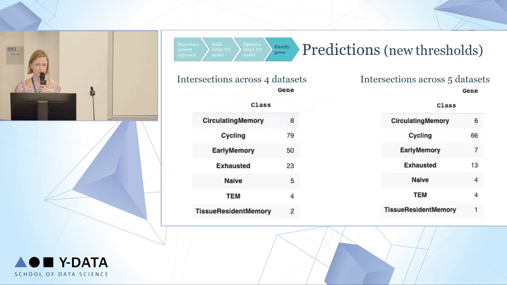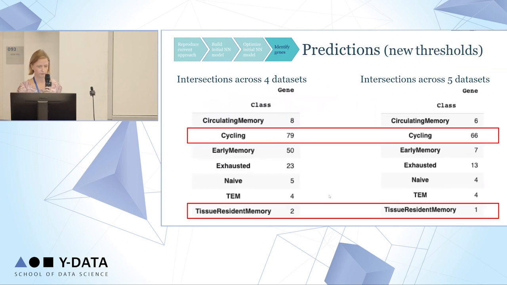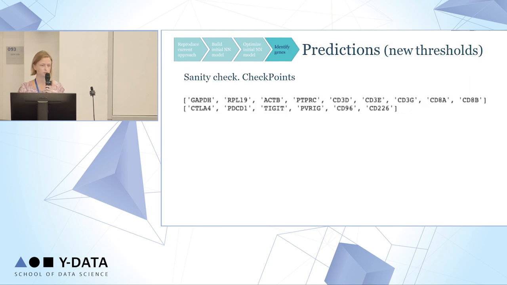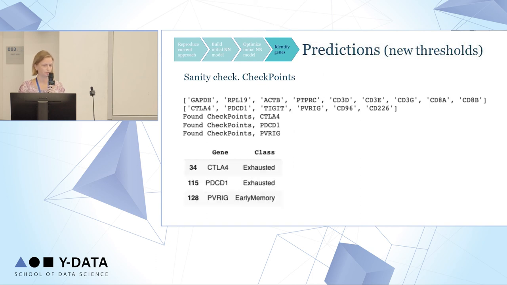This is an example of these intersections. You see how many genes in each class are classified the same. And we focused only on cycling and TRM classes. We also did a sanity check for these intersections. We found three genes from our checkpoint class in these intersections, and we had to check to which class they were classified. And it was absolutely correct. They were classified correctly, and it also confirmed that our classification was correct.